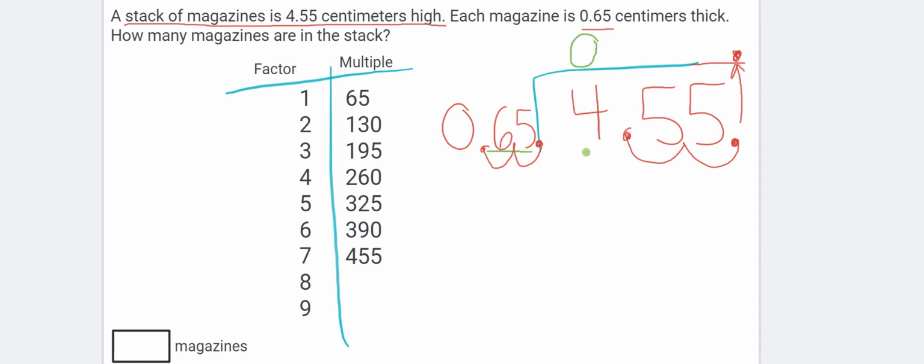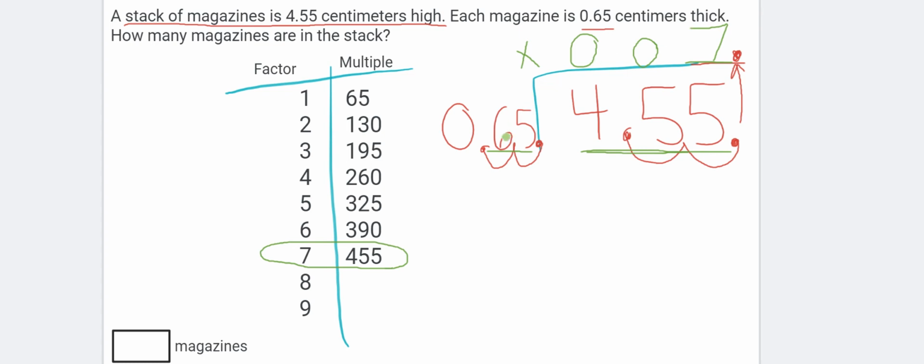Can 65 go into 45? I don't see a number close to 45. I notice 45 is smaller than 65, so I'm going to put a 0 again above 45. Now, 65 can go into 455. Now, 65 times something will give me 455. Where do I see 455? That's right, I see it at factor 7. So I'm going to put the 7 up top.